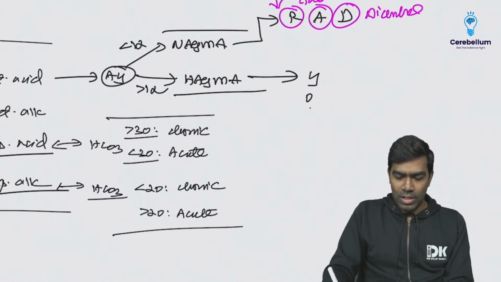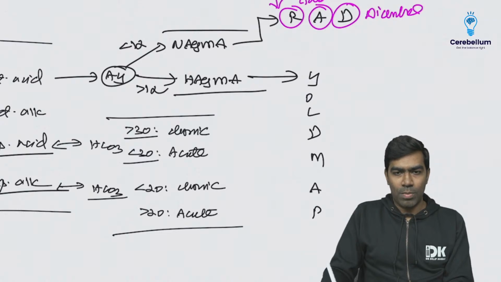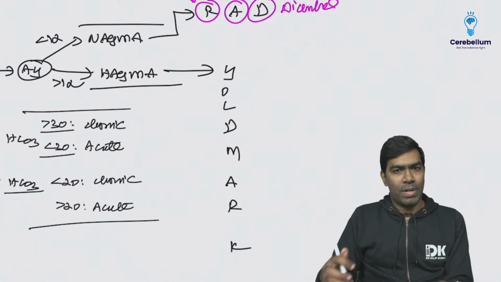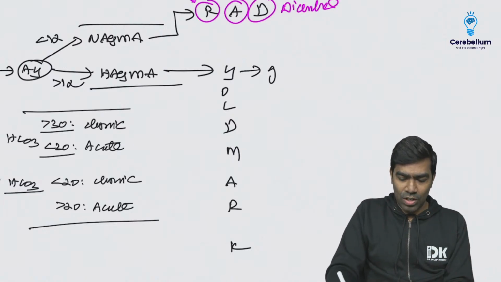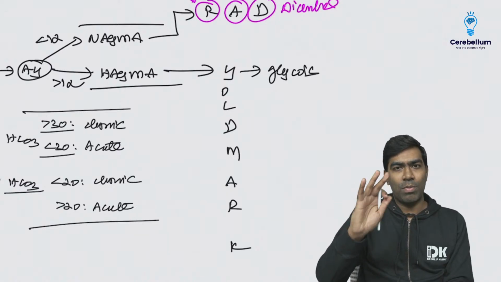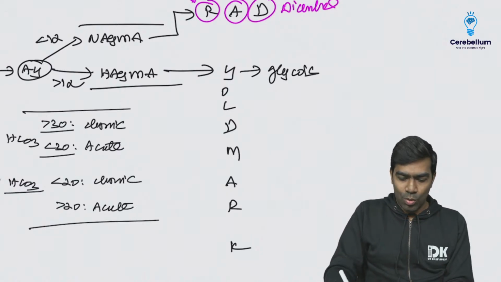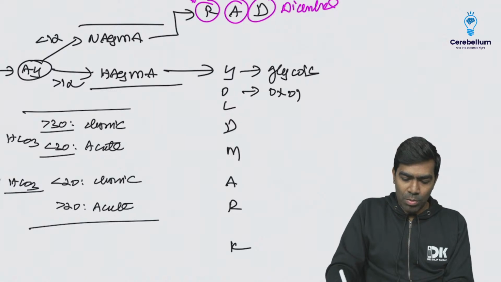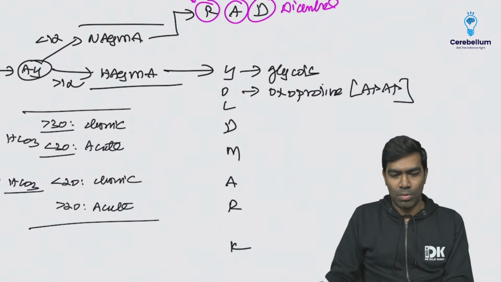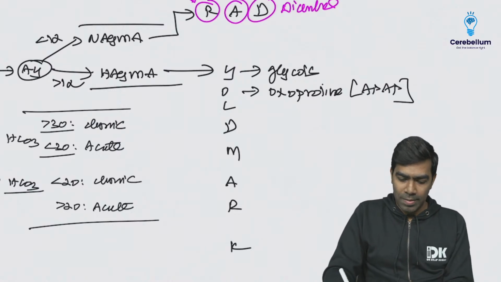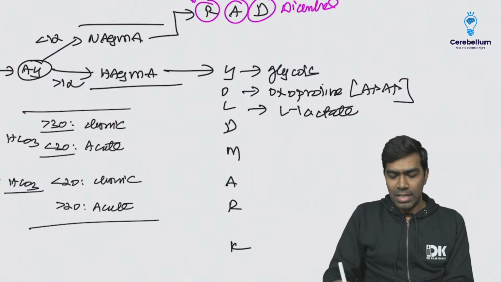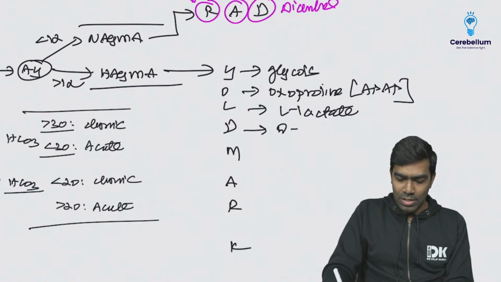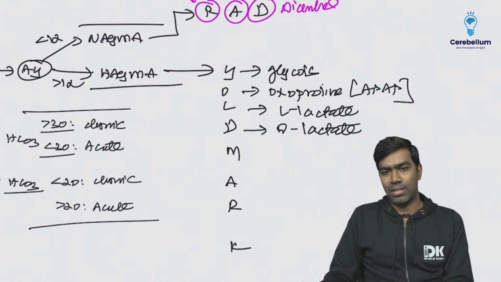The mnemonic for that is GOLD MARK. So many mnemonics are there. Some people used to remember it as MUD PILES also, but GOLD MARK is the standard mnemonic. G stands for glycols: ethylene glycol, propylene glycol. O stands for oxoproline metabolite, usually seen in acetaminophen poisoning. Acetaminophen means paracetamol poisoning. L stands for L-lactic acidosis, L-lactate. D stands for D-lactic acidosis, D-lactate.